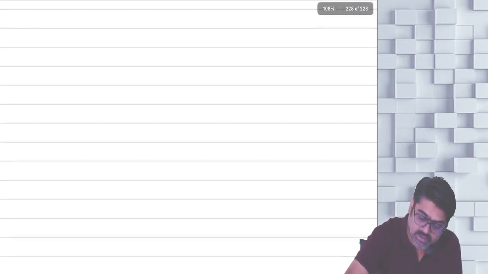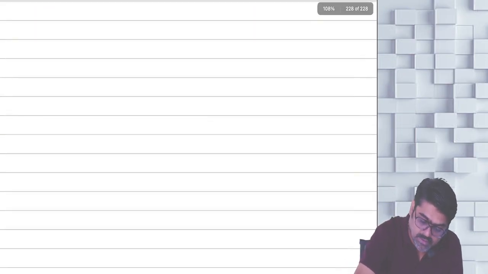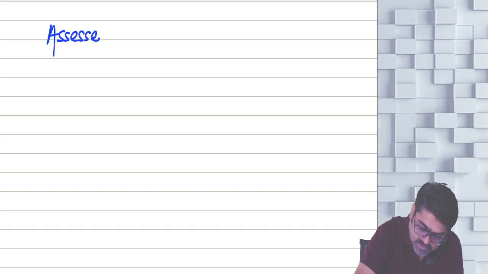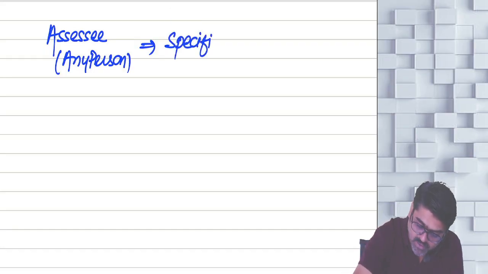The name is like this. See, if there is an assessee, any person, okay, assessee is any person. Assessee has incurred certain specific business expenses, specified or specific business expenses.